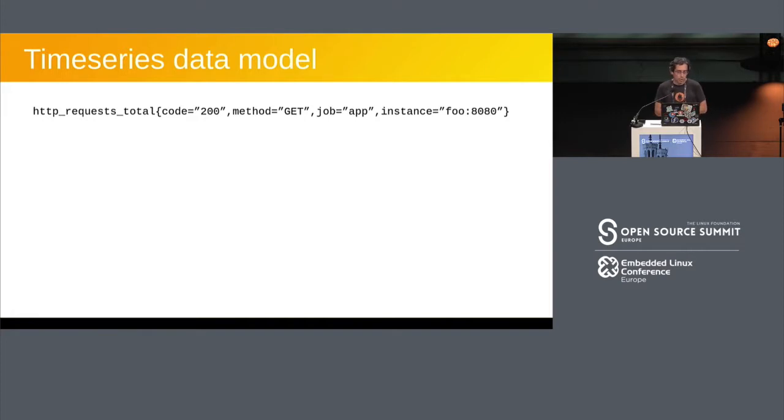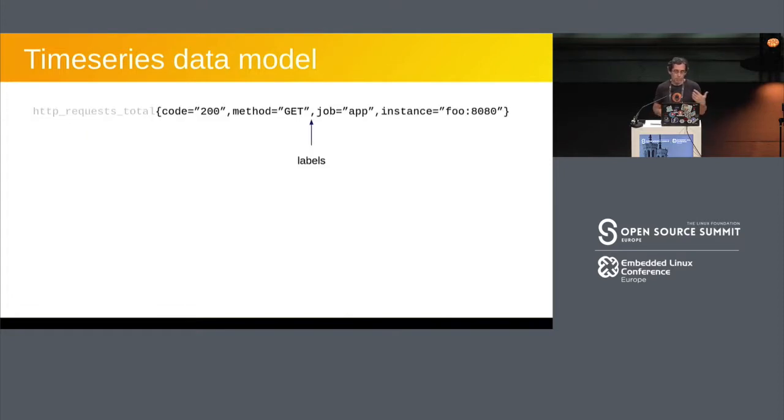We can see here what we call a time series, which is a reference to something that we want to measure. This time series has two parts. The left part is the name of the metric. That's something that represents the entity that we are measuring. In that case, the name says that it's a total number of HTTP requests that is done by our application.